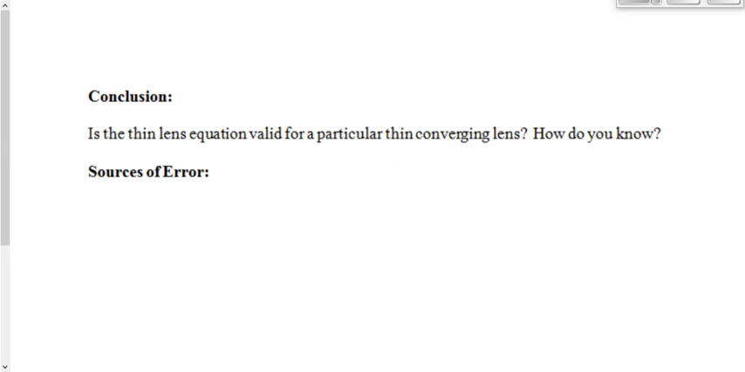Conclusion comes next. Is the thin lens equation valid for a particular converging lens? Yes or no? How do you know? Well, just give a brief justification as to how you know that it either was or was not verified. And then, of course, your sources of error. And don't forget your suggestions for improvement on that source of error.